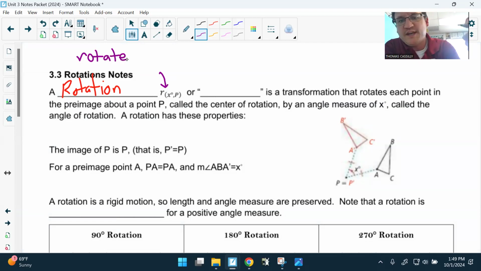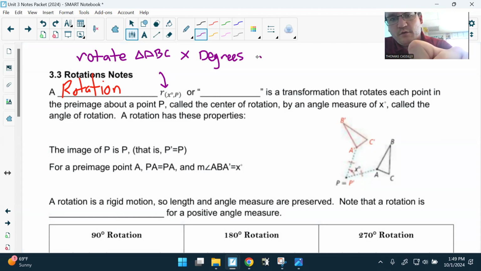We are going to rotate a geometric figure. Maybe it's a triangle. I'm going to say we're going to rotate triangle ABC X degrees. That's why you have the little degree symbol there. About, or I'm going to say, around point P. So for all the ones that we're going to talk about in these notes, point P is going to be the origin.